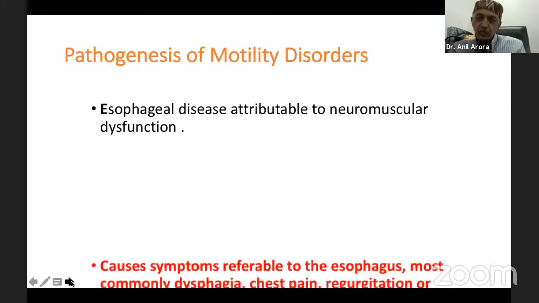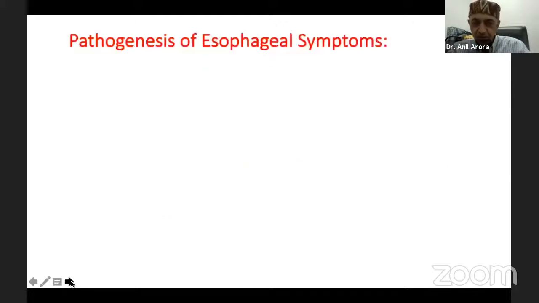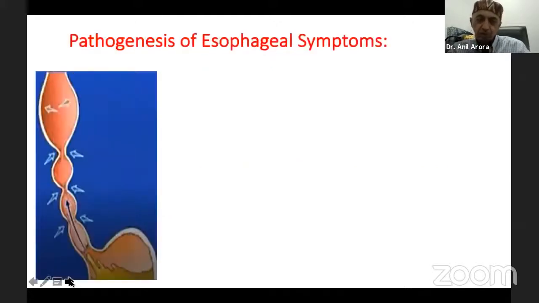So what is the pathogenesis of motility disorders? In fact, we attribute it to the neuromuscular dysfunction, which occurs because of the problems of swallowing, and clinically the symptoms may be in the form of dysphagia, chest pain, regurgitation, and heartburn. Let's try to dissect out as to why these patients develop dysphagia.